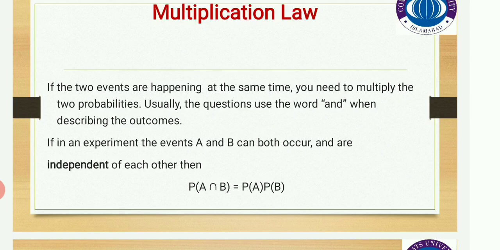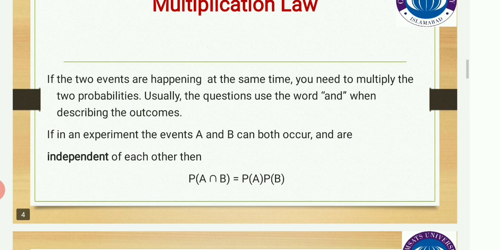Multiplication law: if two events are happening at the same time, you need to multiply the two probabilities. Usually the questions use the word "and" when describing the outcomes. Like in addition law, we mentioned that the questions usually carry the word "or"; in multiplication law, the questions usually use the word "and" in describing the phenomena.